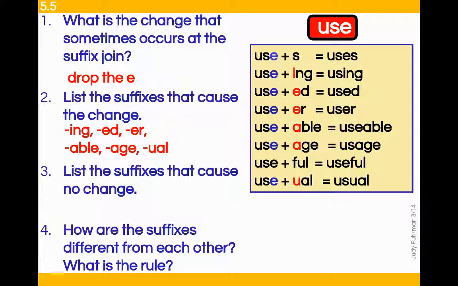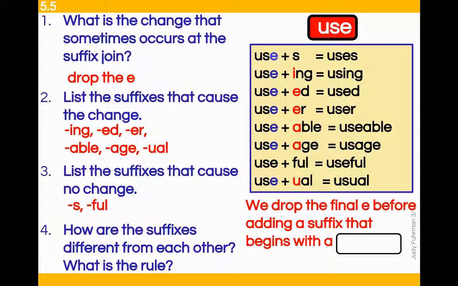Question 3. List the suffixes that cause no change. Adding S and adding F-U-L. Next, answer this question for 4. Fill in the blank. We drop the final E before adding a suffix that begins with a, write down in your notes the answer you expect it to be. Check your answer. We drop the final E before adding a suffix that begins with a vowel.